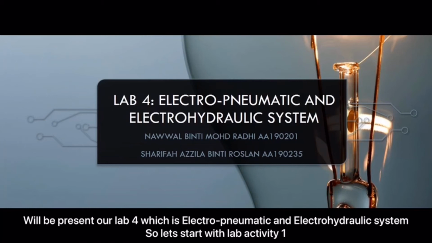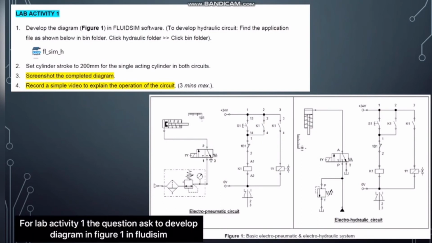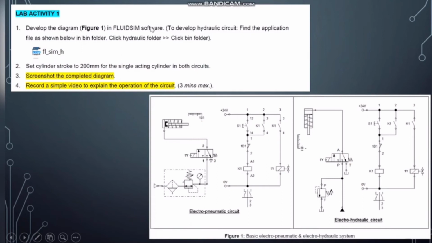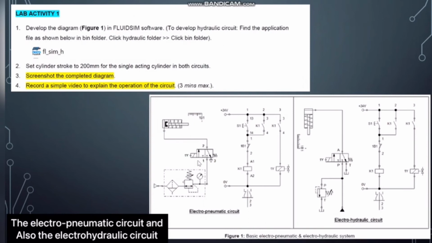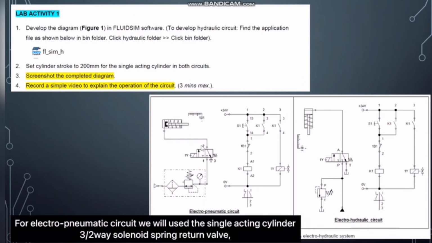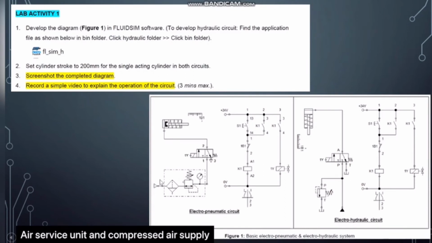So let's start with lab activity 1. For lab activity 1, the question asks to develop the diagram in Figure 1 in FluidSIM software. This is Figure 1, where we need to develop the electro-pneumatic circuit and also the electro-hydraulic circuit. For the electro-pneumatic circuit, we will use a single acting cylinder, a three two-way solenoid spring return valve, a service unit, and also a compressed air supply.